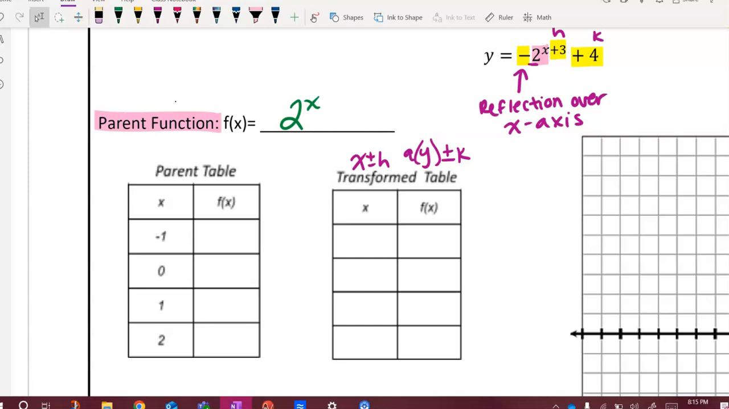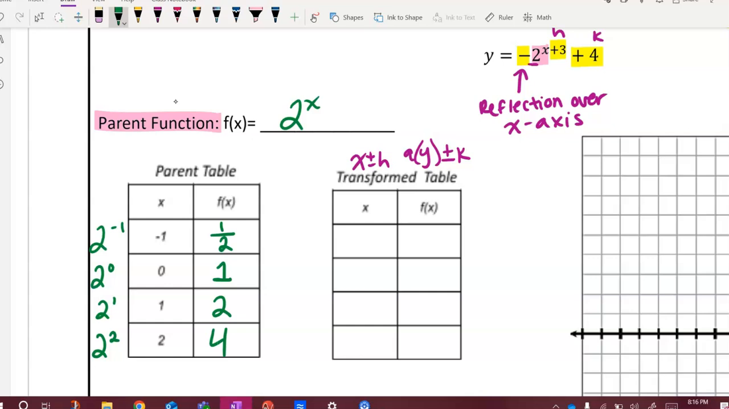Now, in order for us to get the points of that parent function, all we need to do is plug in these x values into 2 to the x. So we're going to have 2 to the negative 1, 2 to the 0, 2 to the 1, and 2 squared. Now, calculating this, anything to a negative number is going to be flipped. So instead of 2, we have 1/2. Now 2 to the 0, anything to the 0 is 1. 2 to the 1 is just 2, and 2 squared is 4.